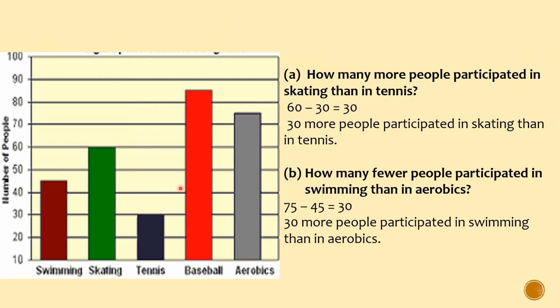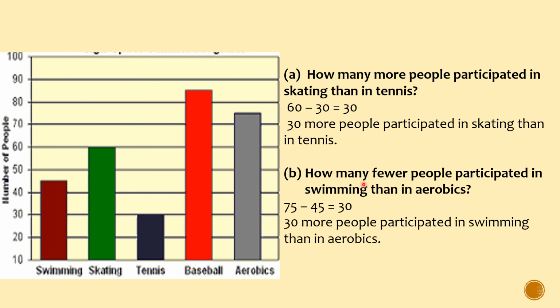Using the same bar chart, I have made some questions. Let's check them out. How many more people participated in skating than in tennis? How many more means minus. Skating is 60 and tennis is 30. So 60 minus 30 is 30. 30 more people participated in skating than tennis.